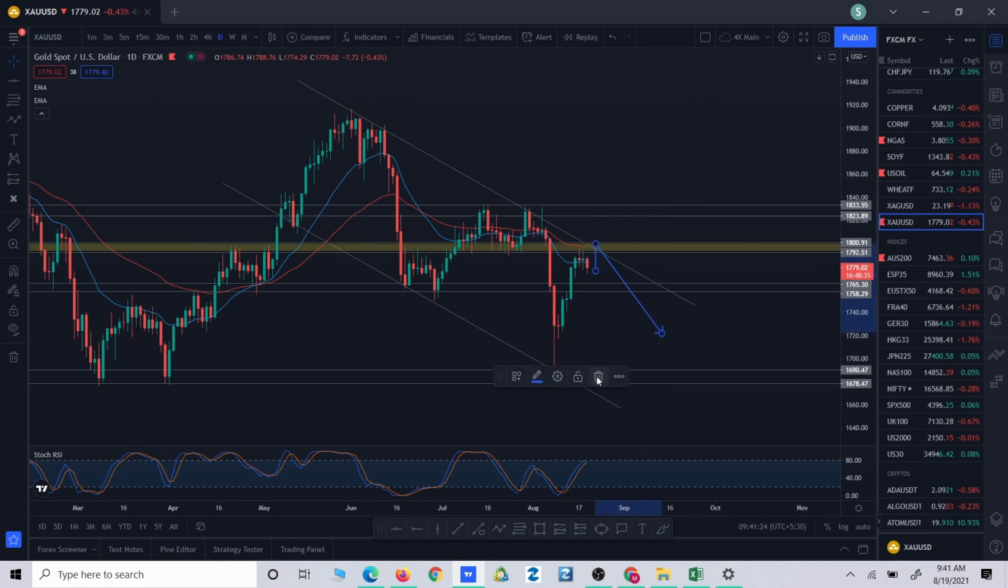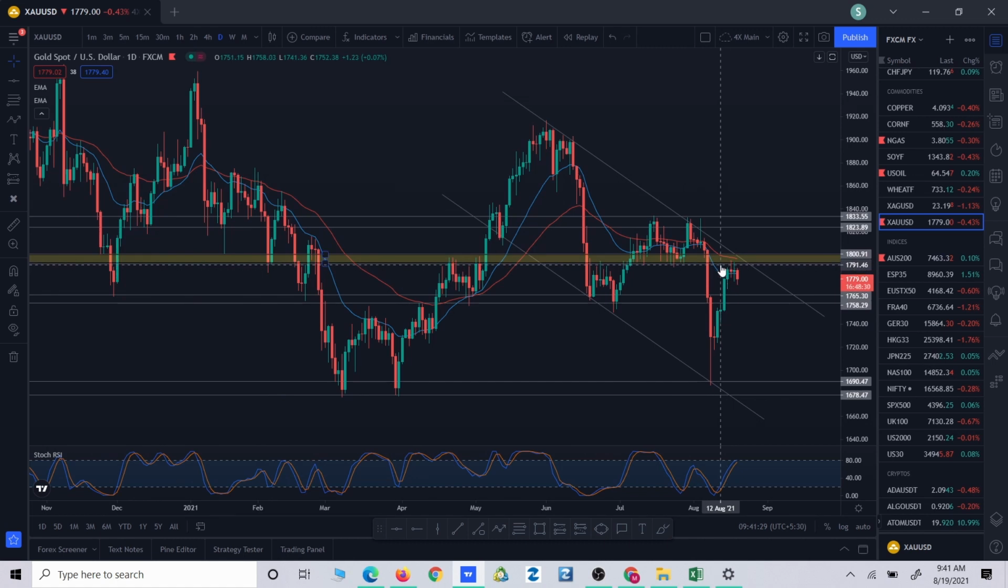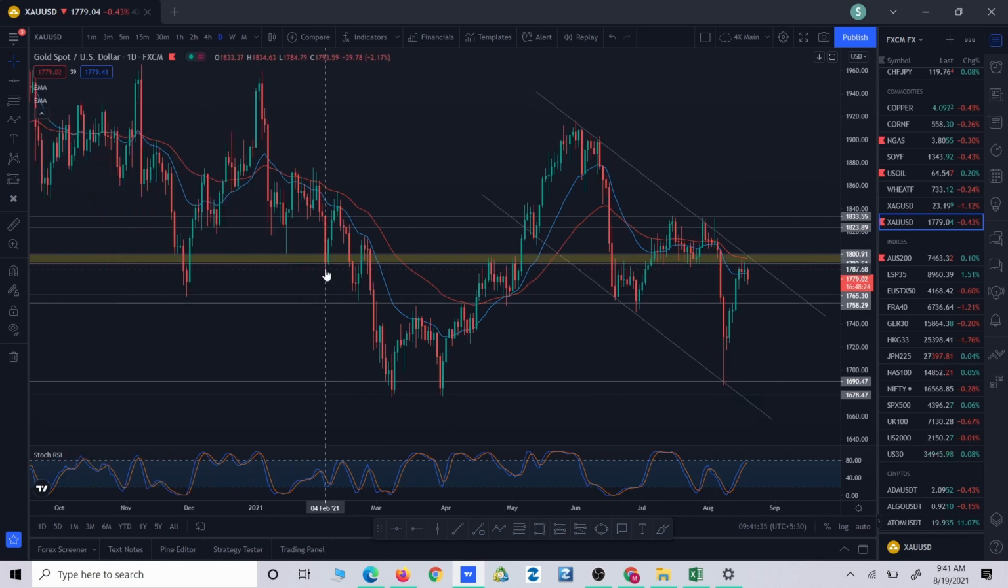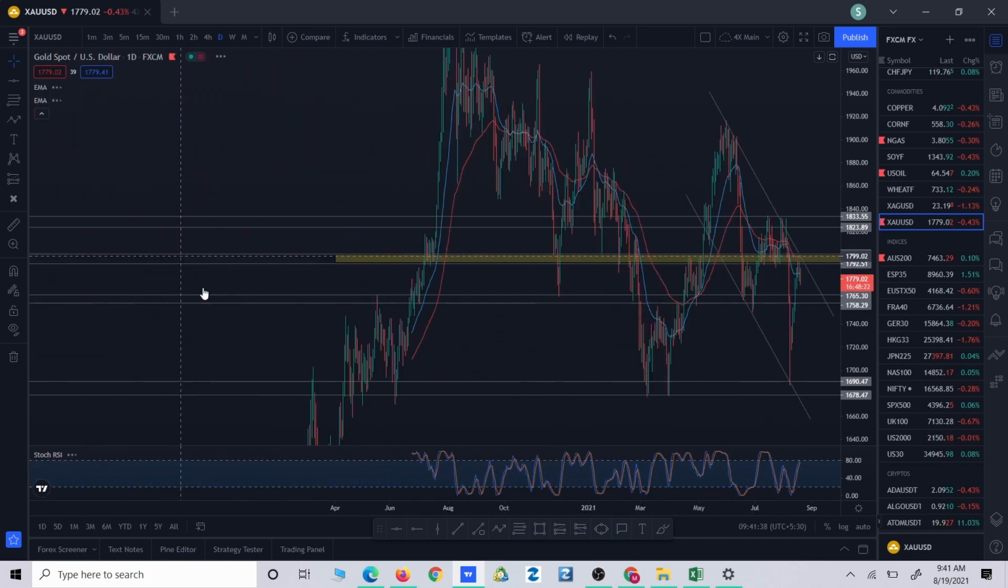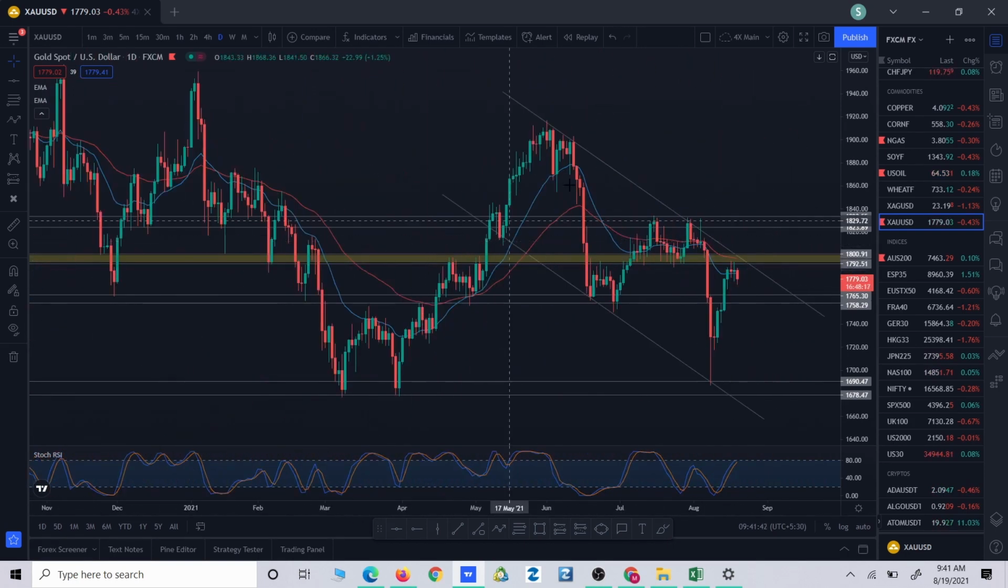Now, if we talk about the strength of these two zones, both of the zones have been retested multiple times, and so they are very strong zones. Starting from this one, let's start with this one first. We can see the number of retests: 1, 2, 3, 4, 5. Okay, we have 5 retests here, at least recently.